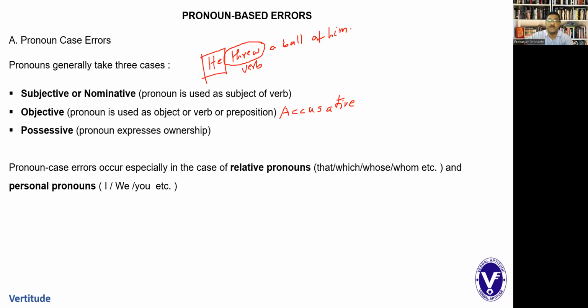Now, there are two objects here. Ball is an object and him is an object. So, here, him is known as the objective pronoun. Now, if you notice one thing, before the verb comes the subjective case, and after the verb comes the objective case, and that is always the case because the subject will always come before the verb, and the object will come after the verb. It will also come after the preposition, as you can see here. So after the preposition is the object.